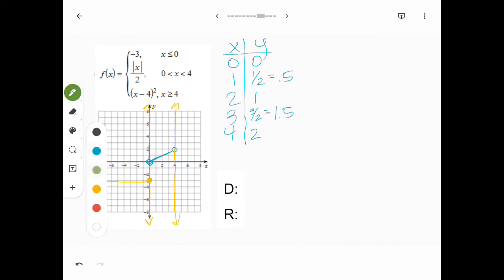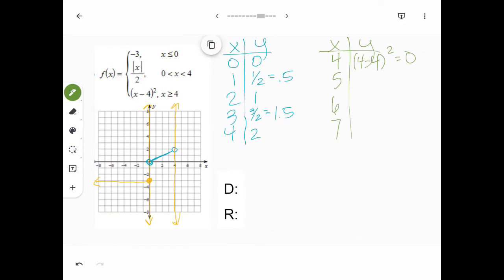Okay, and then for our last one, plugging in numbers bigger than 4, so 4, 5, 6, 7. Plugging in 4 here, 4 minus 4 is 0, squared is 0. This will be a closed circle. On 5, 5 minus 4 is 1, 1 squared is 1. On 6, 6 minus 4 is 2, squared is 4. 7 minus 4 is 3, squared is 9.